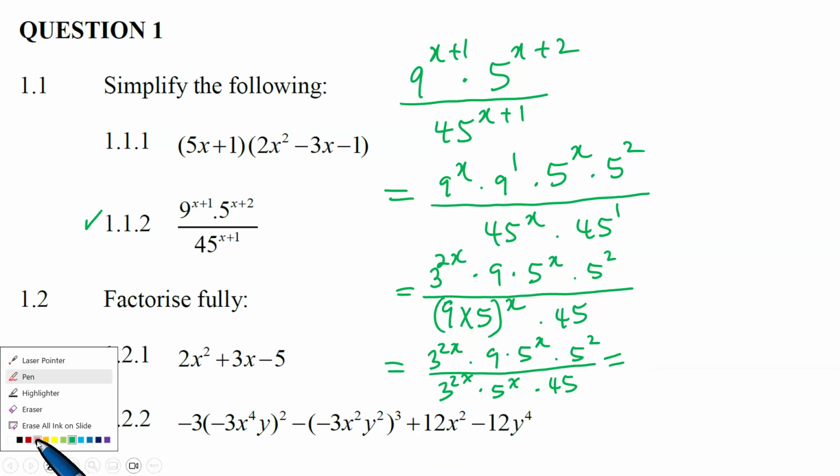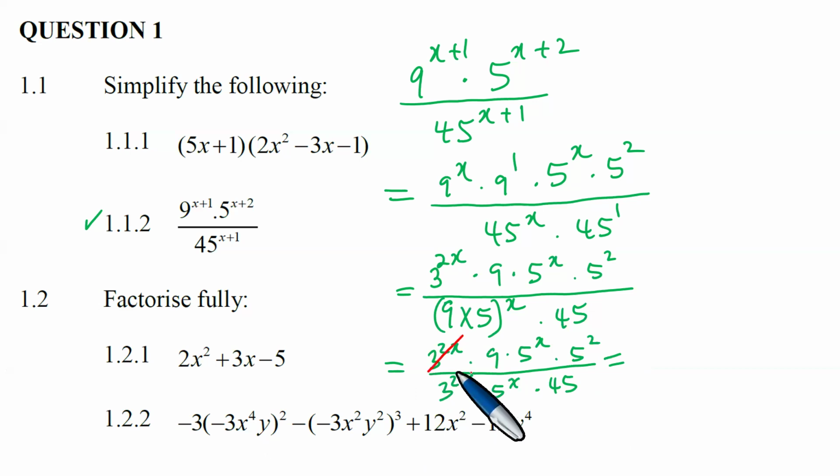Upon careful examination, this 3 to the power of 2x cancels this 3 to the power of 2x. 5 to the power of x cancels 5 to the power of x. And this gives us the following. Right, it gives us 9 times... What is 5 squared? What is 5 to the power of 2? 25. Very well done. Right, and then we have 45.